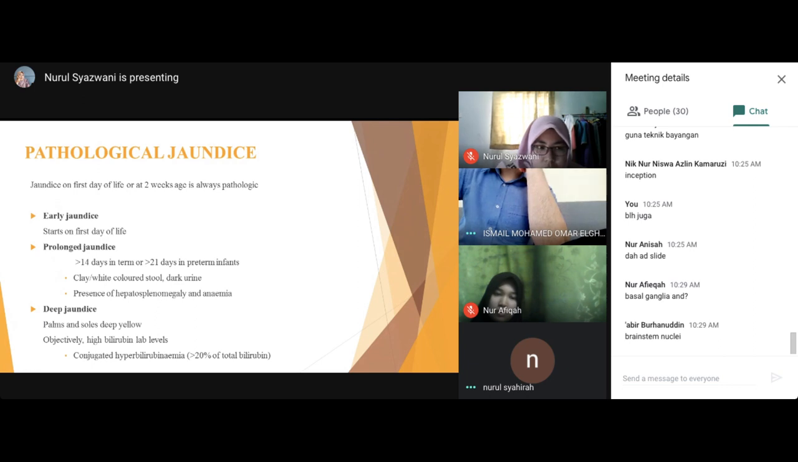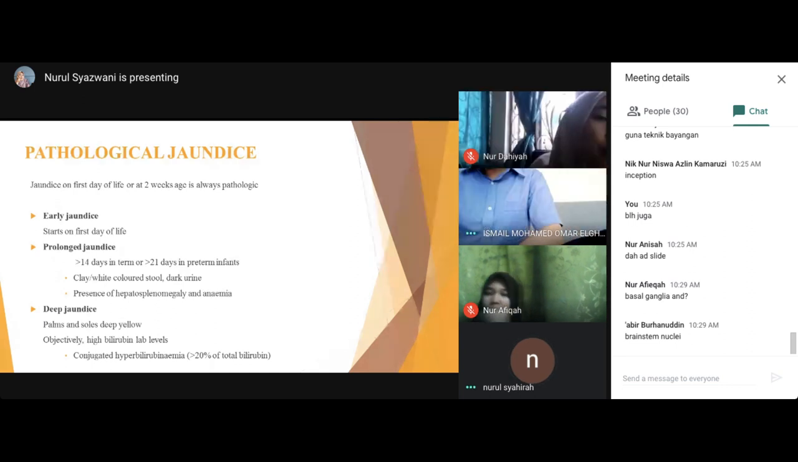Usually the baby will present with clay or what kind of stool? Why clay or white color of stool? Can you tell us why? Hepatosplenomegaly may be present, as well as anemia. The third one is deep jaundice, and usually the bilirubin level will be high.